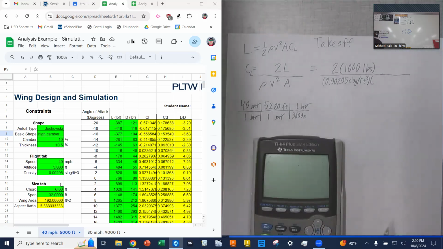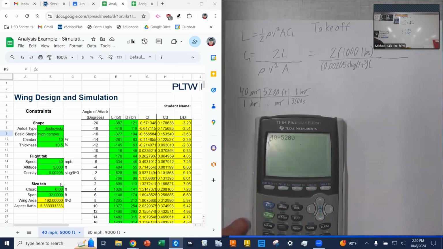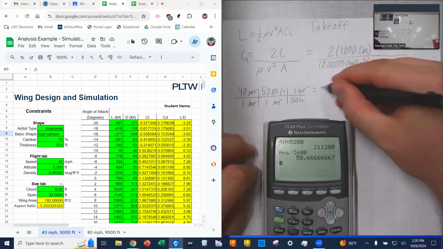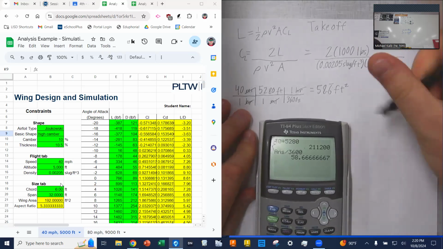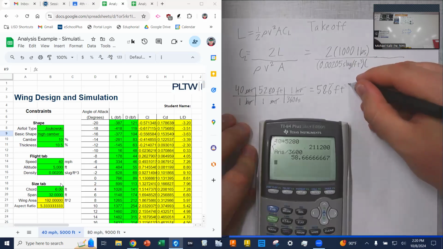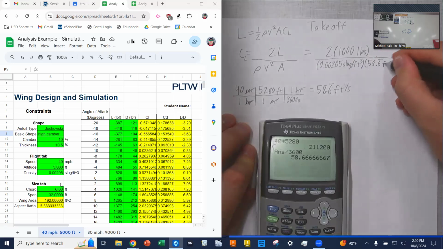So that's 40 times 5,280 divided by 3,600. All right, that's 58.6 repeating feet per second, not feet squared. Then we will need feet squared per second squared. All right, anyway, so that's 58.6 repeating feet per second, all squared.